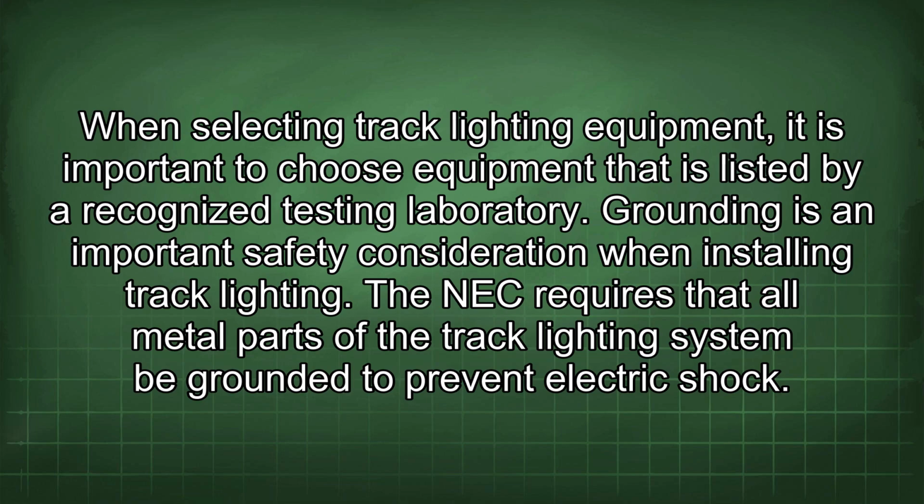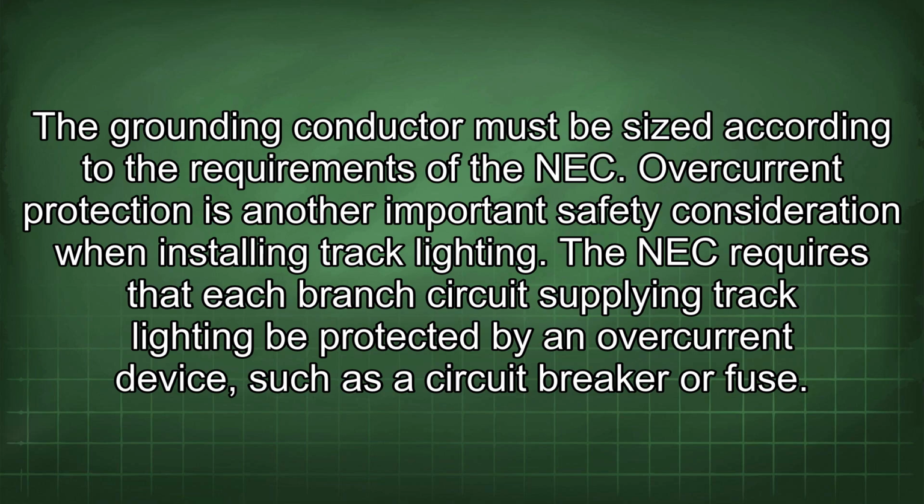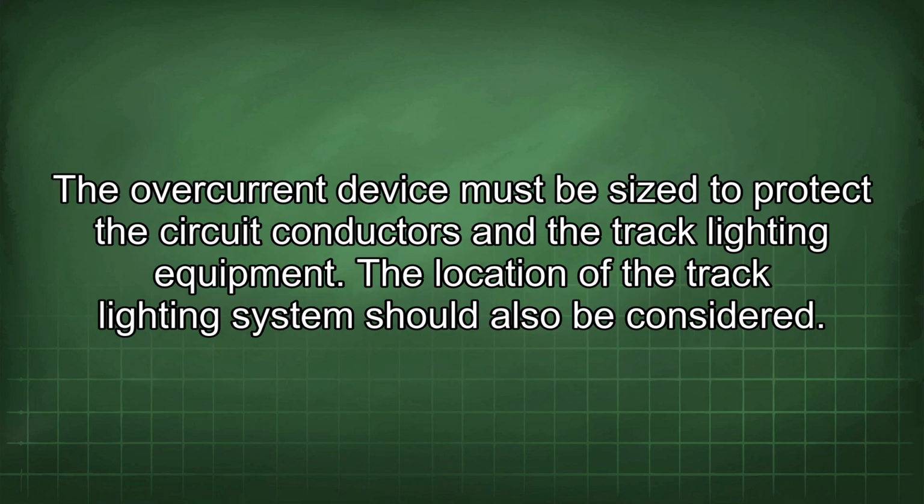The NEC requires that all metal parts of the track lighting system be grounded to prevent electric shock. The grounding conductor must be sized according to the requirements of the NEC. Overcurrent protection is another important safety consideration when installing track lighting. The NEC requires that each branch circuit supplying track lighting be protected by an overcurrent device, such as a circuit breaker or fuse. The overcurrent device must be sized to protect the circuit conductors and the track lighting equipment.